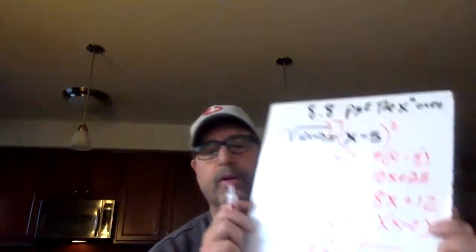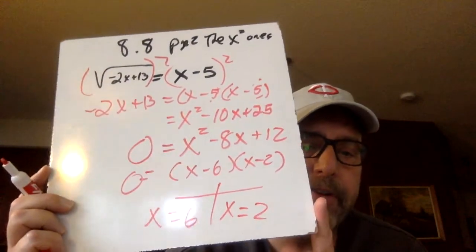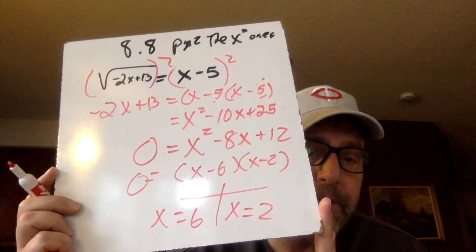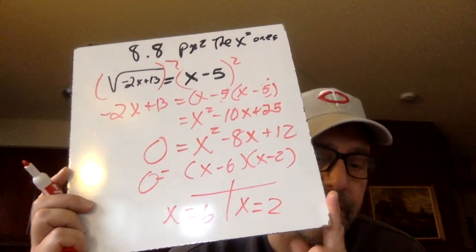And pause this video anytime you need to. X equals 6, x equals 2. We need to double check both of them in the original. -2 times 6, I'm looking at the top, is -12 plus 13 is 1. Square root of 1 is 1. 6 minus 5 is 1. The 6 checks out.